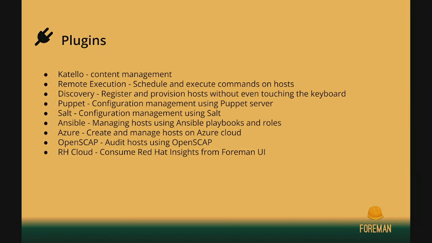There is an OpenSCAP plugin that I have mentioned a bit. It allows you to run OpenSCAP reports on hosts, which means from a single pane of view, you can run the OpenSCAP scan, and it will report the state of the hosts as far as security goes. And there is an RH Cloud plugin that I actually maintain. I had to put it on the slide, of course. It allows Foreman to consume Red Hat Insights from the Red Hat UI, and basically the same screen on Foreman will enable you to have all the cloud features from Insights.